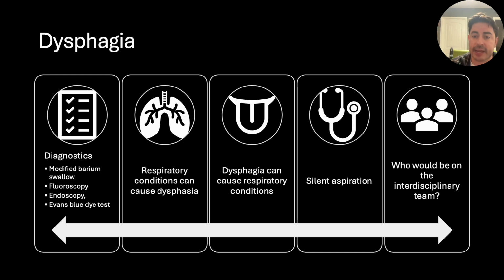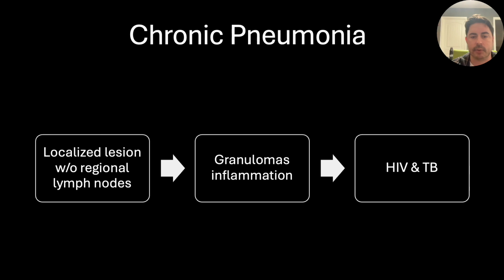Other diagnostic tests that will increase the risk of aspiration pneumonia are a modified barium swallow, fluoroscopy, endoscopy, and Evans blue dye test. Those are all different diagnostic tests that can increase the risk of aspiration pneumonia.